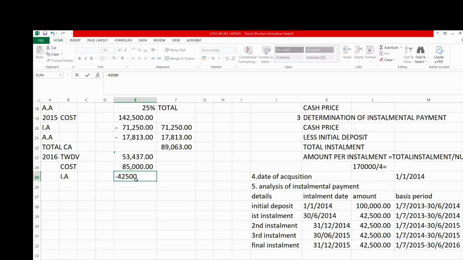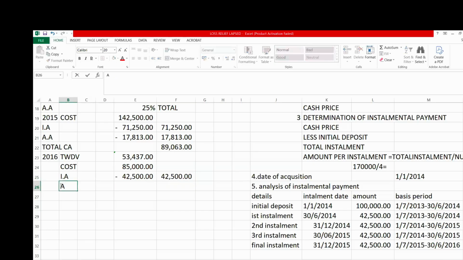42,500. Initial allowance is calculated on the cost. It's only available when what? The asset is brought in newly. So this new cost will be what? Available for initial allowance. So which will be what? 42,500.